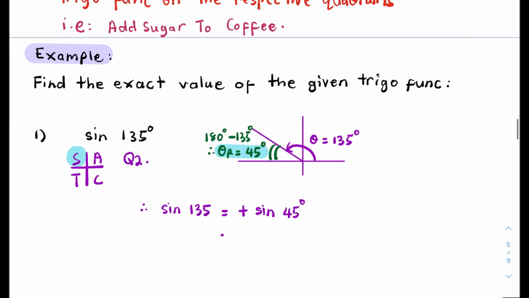Now simply from the special angle we have done before, sine 45 degrees will give you square root 2 over 2. So you will have straight away your answer, square root 2 over 2.